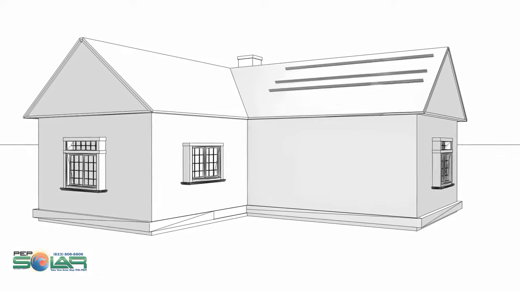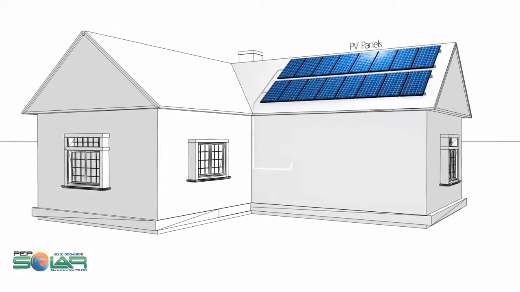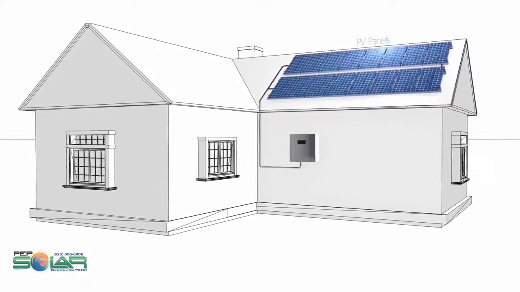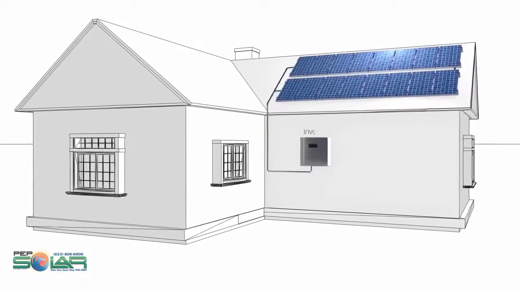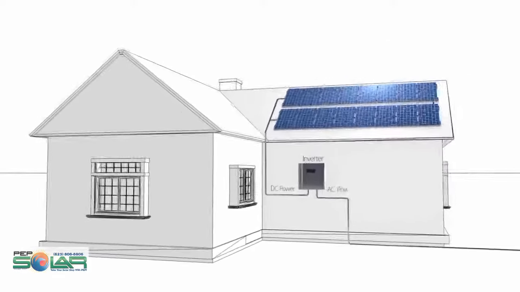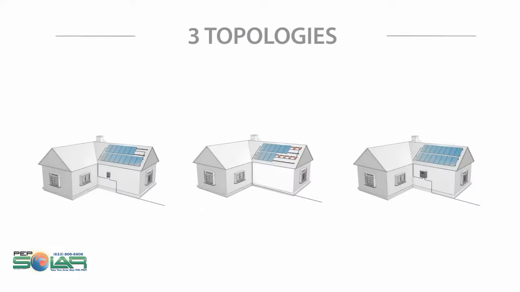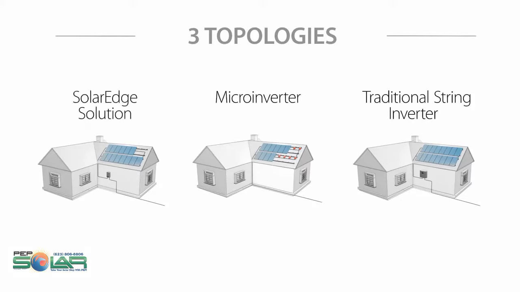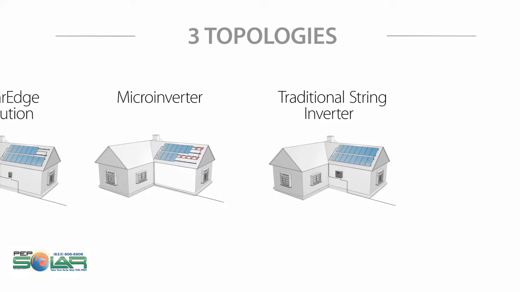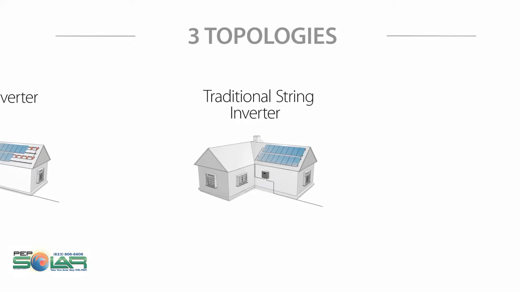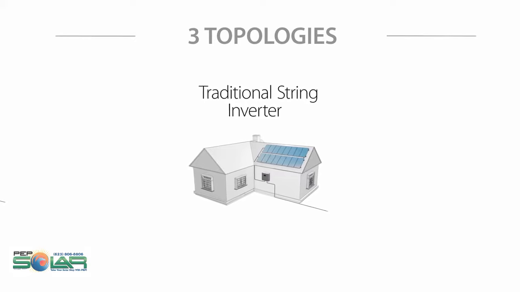A photovoltaic system consists of PV panels, which produce DC power when exposed to sunlight, and an inverter, which inverts the DC power into AC power that is fed into the utility grid. Three different inverter topologies are currently used in PV systems: a traditional string inverter system, a microinverter system, and the SolarEdge solution.